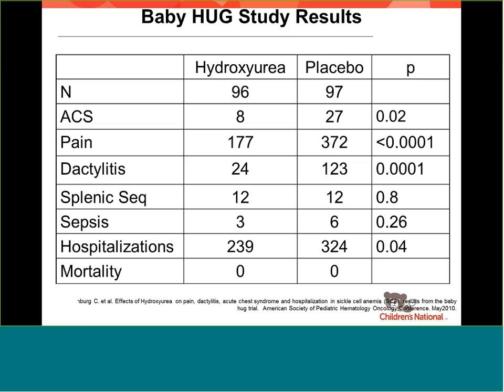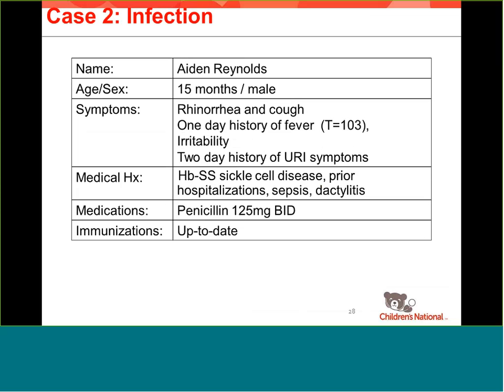And I just want to show you briefly this one slide from the BABY HUG study, just showing the effectiveness of hydroxyurea. Acute chest syndrome 8 to 27, pain 372 to 177, dactylitis 123 to 24. I just want to show this is the evidence showing it works pretty effectively in patients with sickle cell disease.